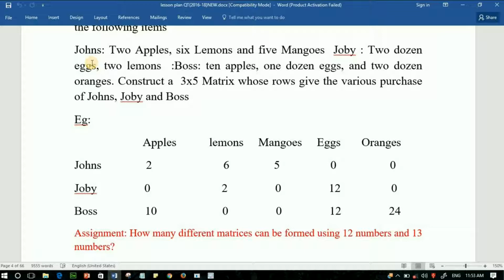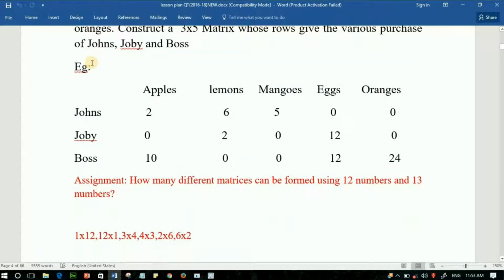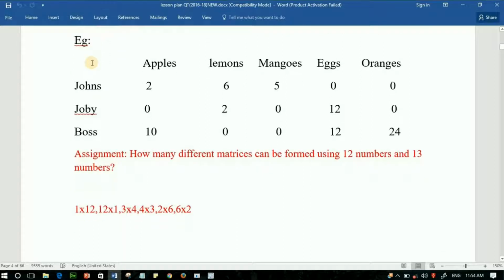So we can use this example. We can construct a 3 by 5 matrix whose rows give the various purchases of Jones, Joby and Boss, and the columns the items apples, lemons, mangoes, eggs and oranges. So the question: how many oranges did Boss buy? The answer is 24. At the intersection of oranges and Boss, you can see that the answer is 24. That is the use of matrices in a general case.